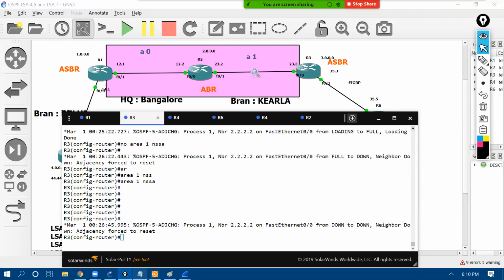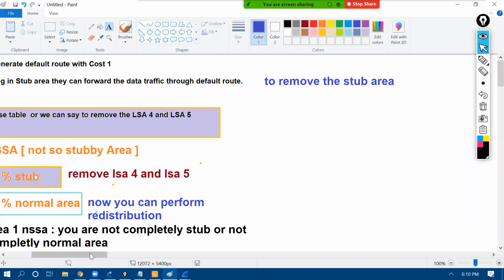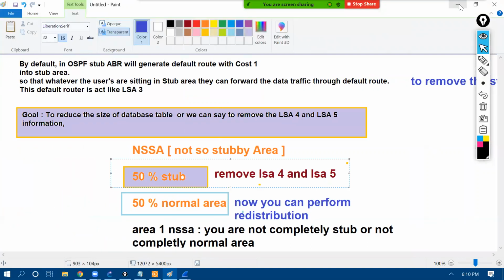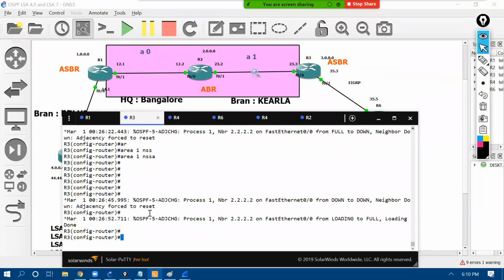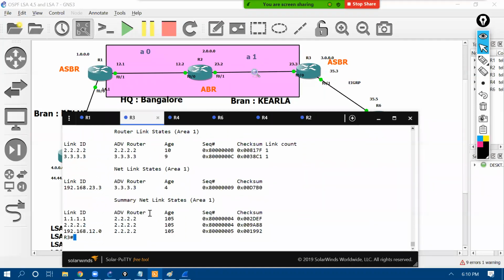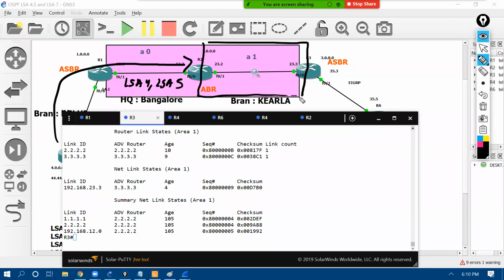Then what is my goal? The first goal is that it should remove LSA 4 and 5. You can check that it is able to remove them. You can just go on R3 and run show ip ospf database. Do we have information on LSA 4 and 5 from this side? No, no LSA 4. Sorry, one minute. LSA 5. So on R2, this is the NSSA area. In this NSSA area, what happened? LSA 4 and 5 are not allowed.